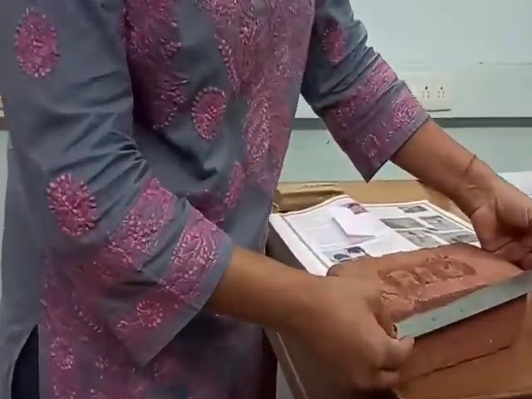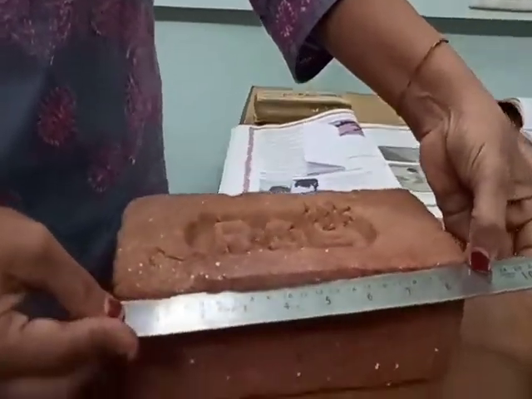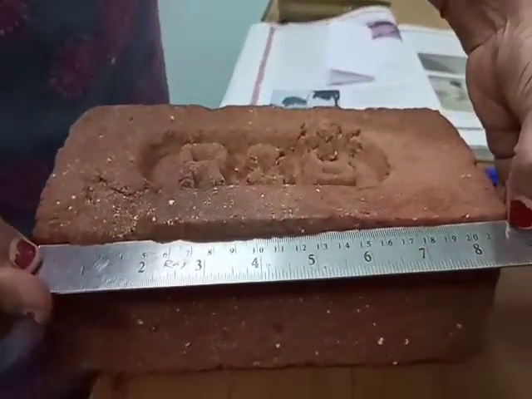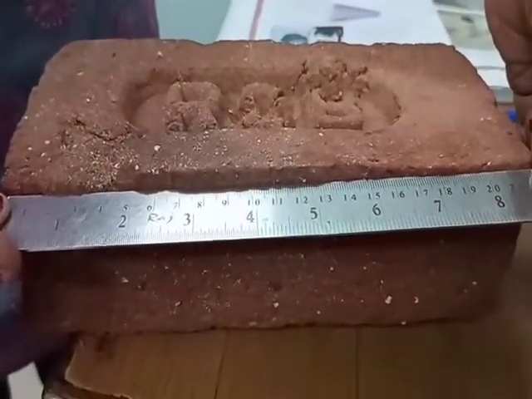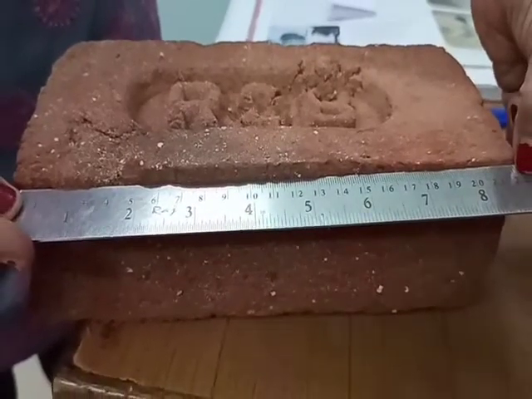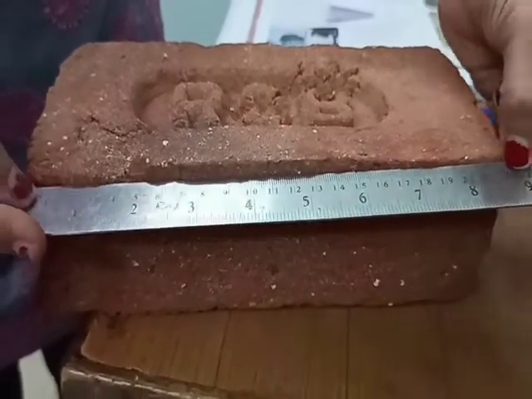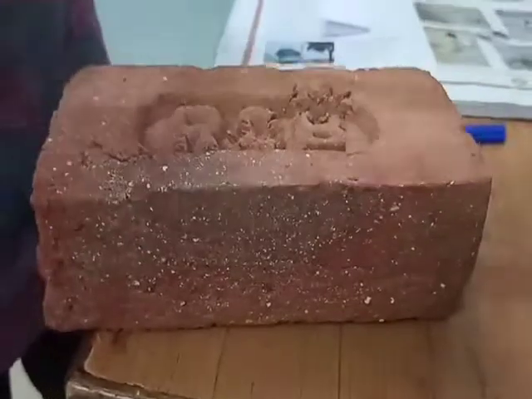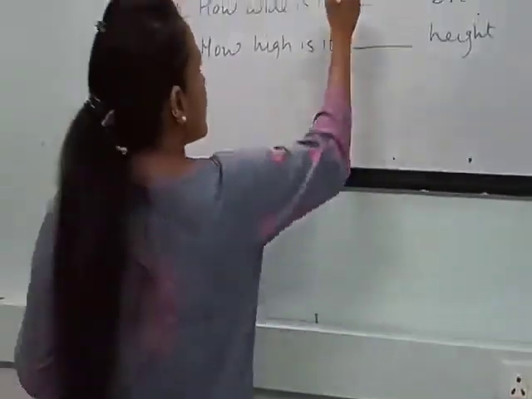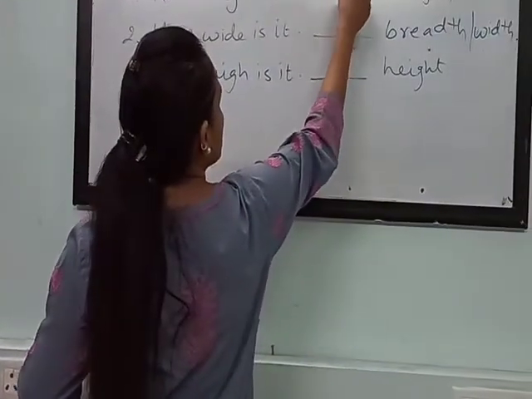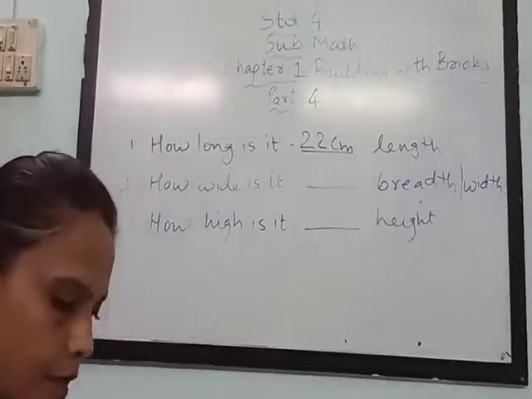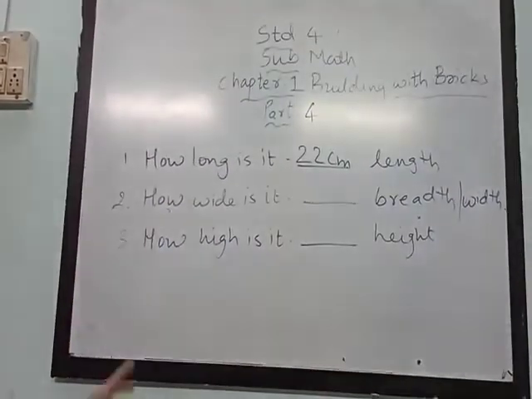See. So, it's 22 centimeter long. This brick is 22 centimeter long from here till here. Right? So, write it down here. Length is 22 centimeter. Now we'll measure how wide it is.